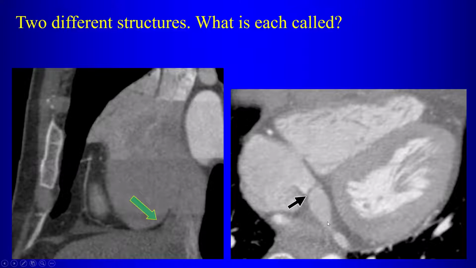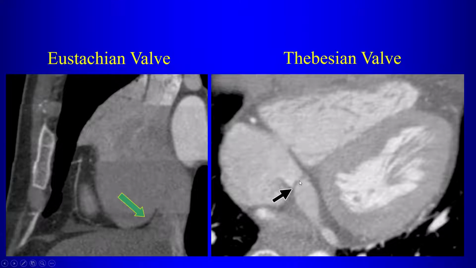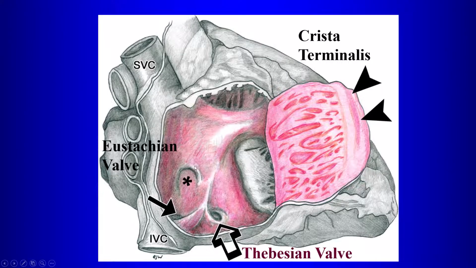And here we have the coronary sinus also emptying into the right atrium. What is this linear filling defect that we see here? That, of course, is another valve, and that is the Thebesian valve. That is the valve for the coronary sinus. So the Eustachian valve is the valve for the inferior vena cava, the Thebesian valve, the valve for the coronary sinus. And so here on this diagram, we have the Eustachian valve, the valve for the inferior vena cava, and the Thebesian valve, the valve for the coronary sinus.